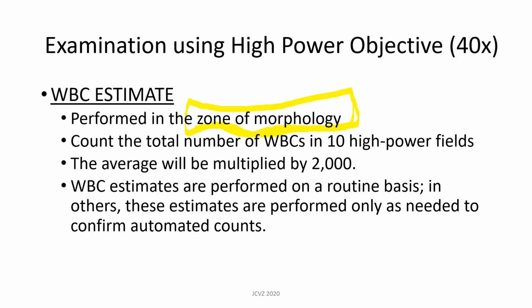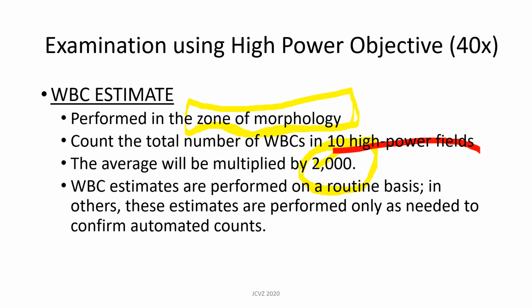So in WBC estimates, what you need to do is you have to count the total number of WBCs in 10 high power fields, and then you get the average of this total number of WBCs you have counted and multiply it by 2000. Okay, so that is the factor that you need to multiply to the average number of WBCs counted in 10 high power fields.